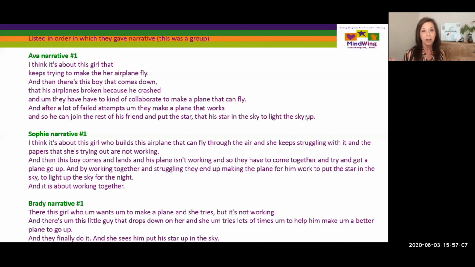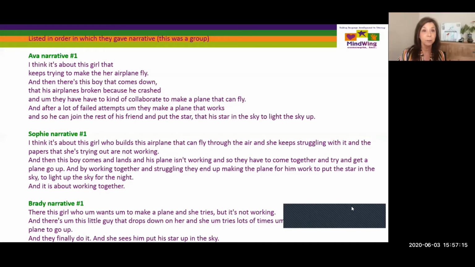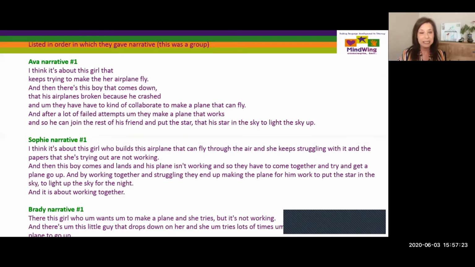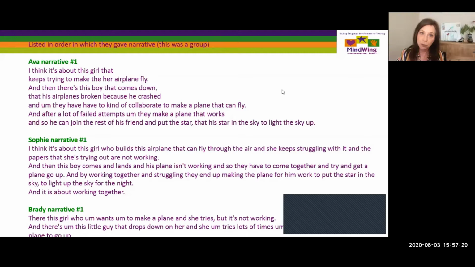And a lot of them, like you say, Maryellen, are action oriented. There's some complex language. So right here, his airplane's broken because he crashed. So there is some complex language. But if you look at this, you notice that there really isn't any consideration of feelings. And how does that limit this story?